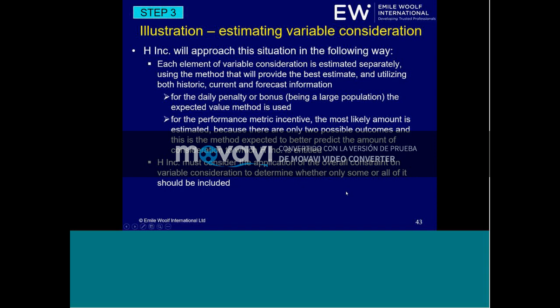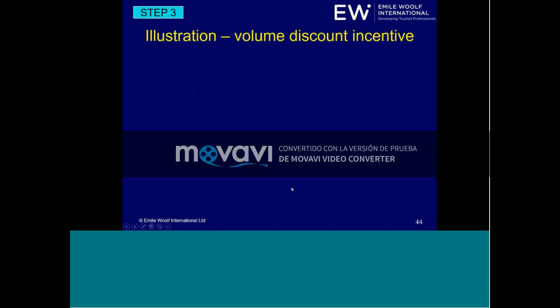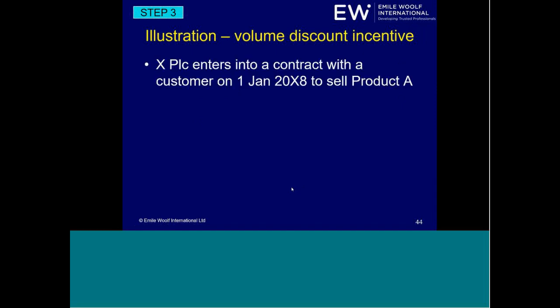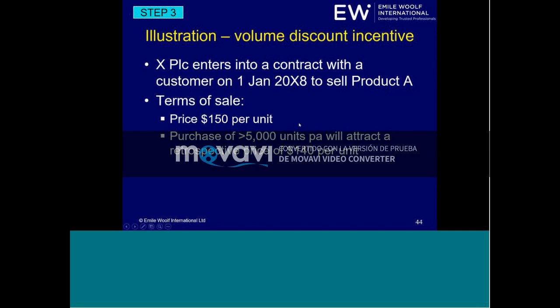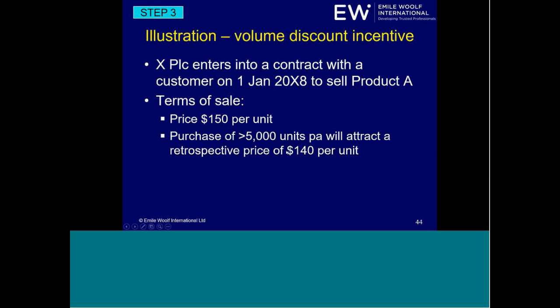Discount. X enters into a contract with a customer on the 1st of January to sell product A. Okay, $150 per unit, and the purchase of more than 5,000 units in a year would attract a retrospective price, so everything up to and beyond a price of 140. So a classic debate. So consideration is the conclusion.